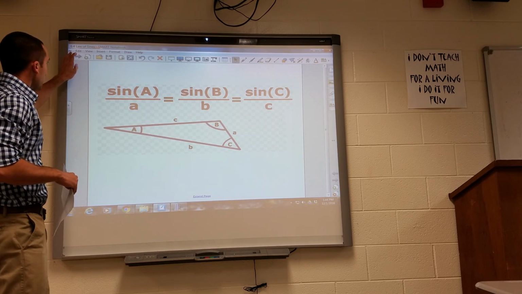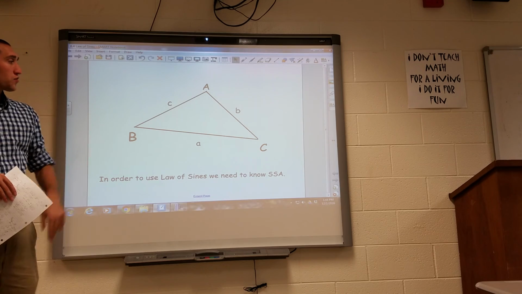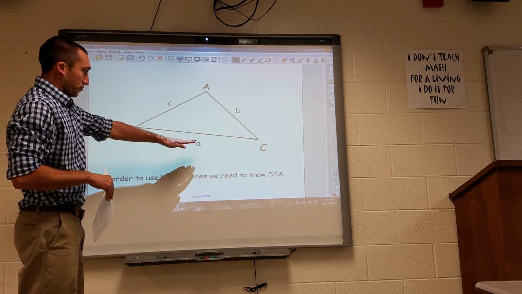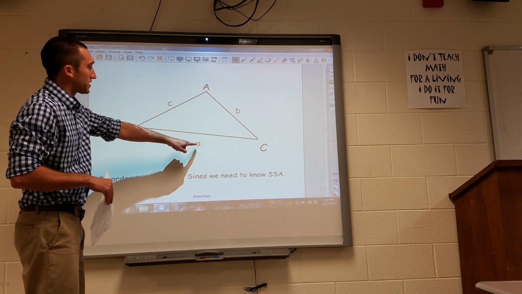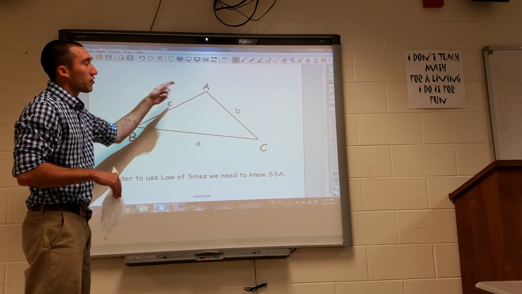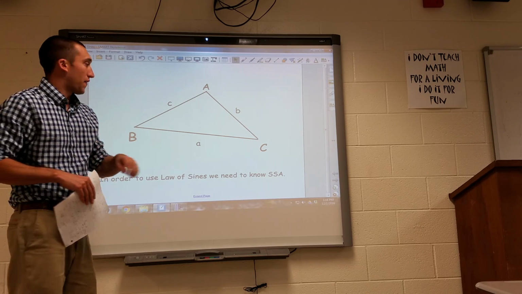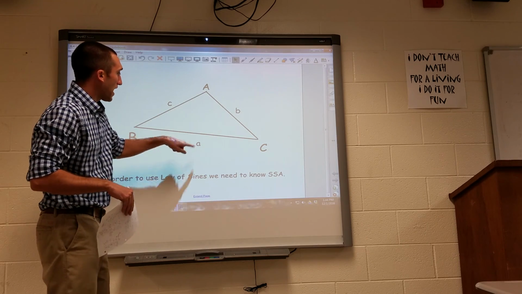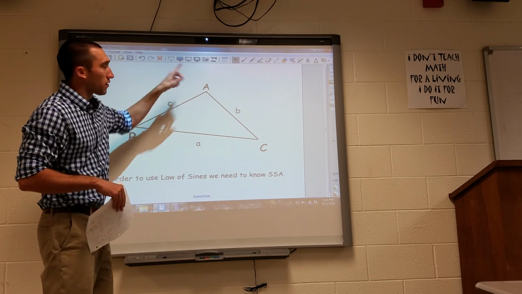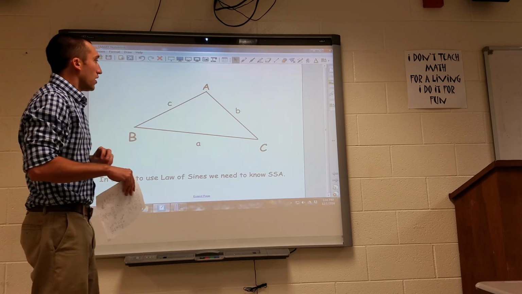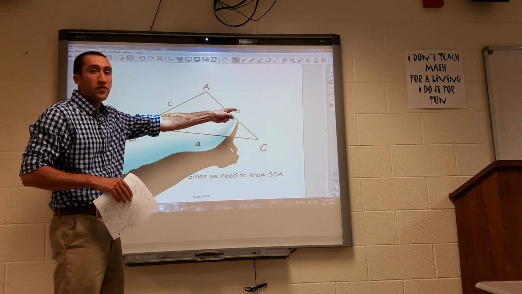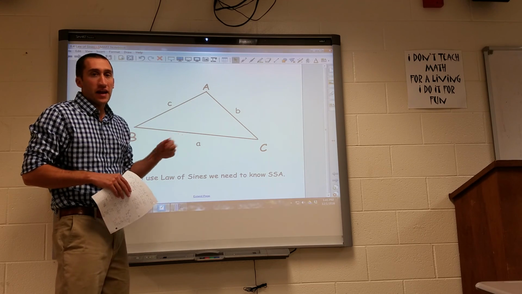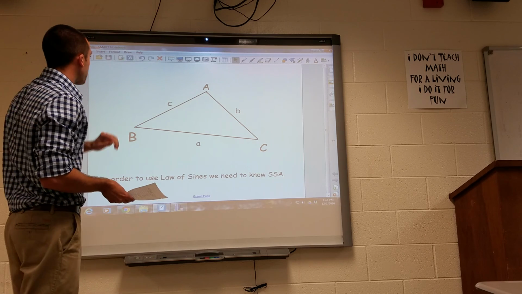So in order to use Law of Sines, we have to know side-side-angle. So let's say I know sides A and C, then I also have to know angle A if I want to use the Law of Sines. Or let's say I know sides B and A, then I'm going to have to know angle B or angle A in order to use the Law of Sines. So basically I have to know one side and its corresponding angle, and then one other side, and I'm able to use the Law of Sines.